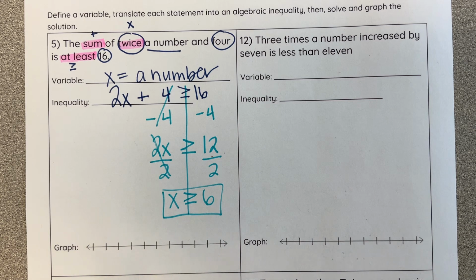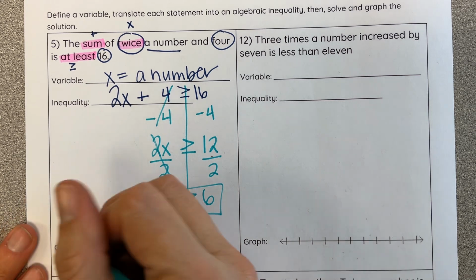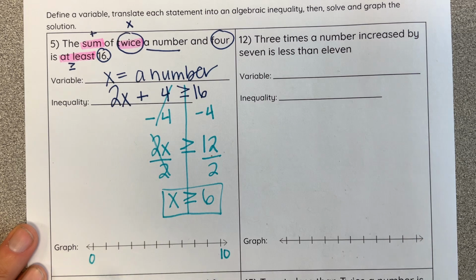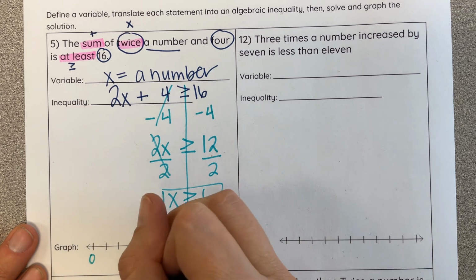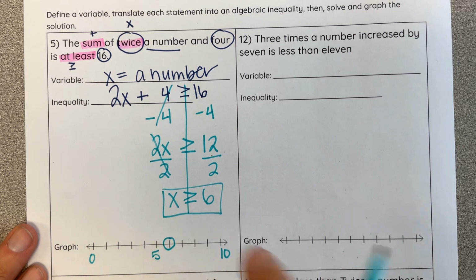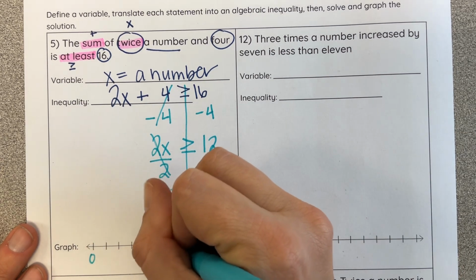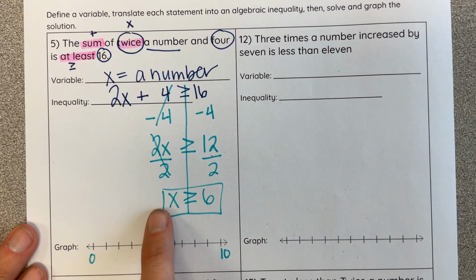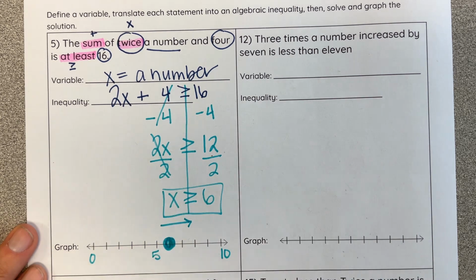Graphing, well 6, I'm going to find a range that 6 falls between. That falls between 0 and 10. 1, 2, 3, 4, 5 is our halfway mark. So 6 is right here. Since it has the equal to part, we're filling it in. And since our variable's on the left, the arrow points in the direction we need to shade, which is to the right.